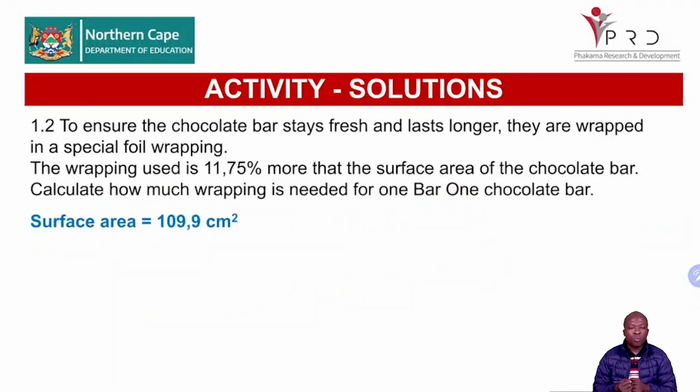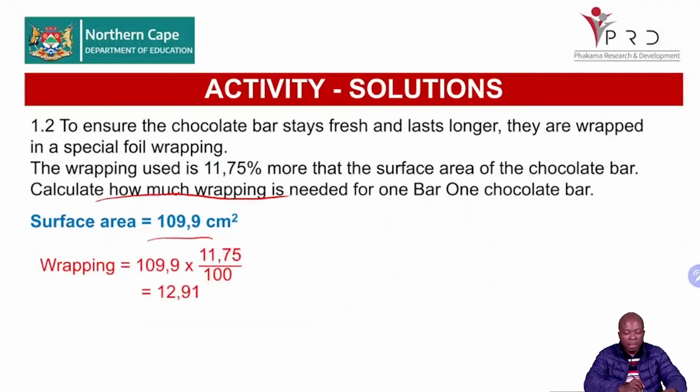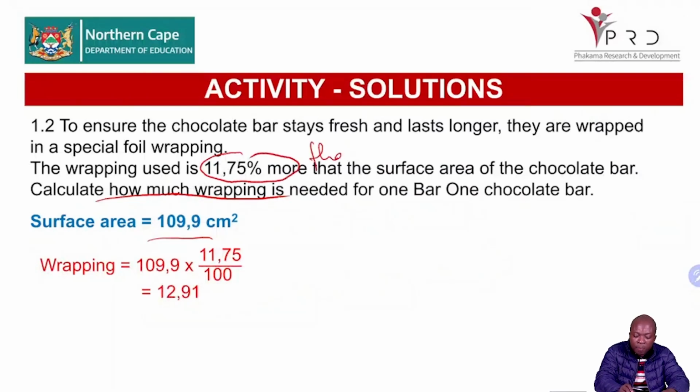All right, let's go to 1.2. We are supposed to calculate how much wrapping is needed. So currently, the surface area is 109.9 centimeters squared. They are saying it is 11.75% more than the surface area. So we find 11.75% more. That is going to give us 12.91.